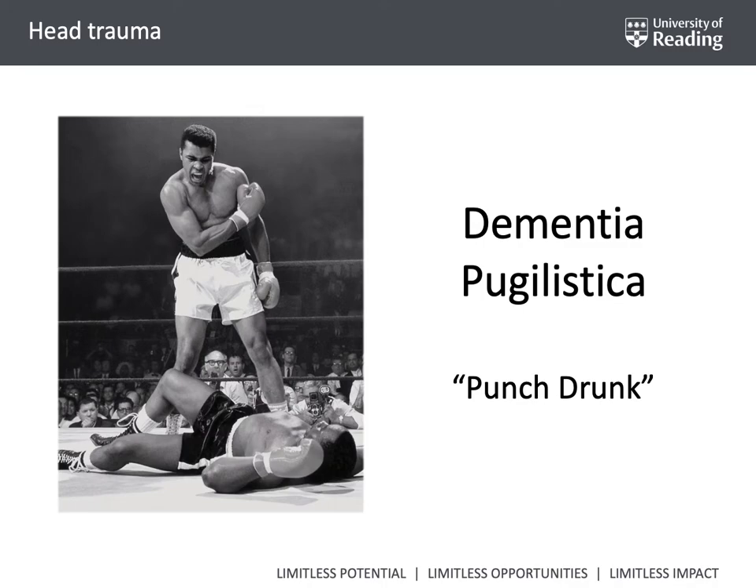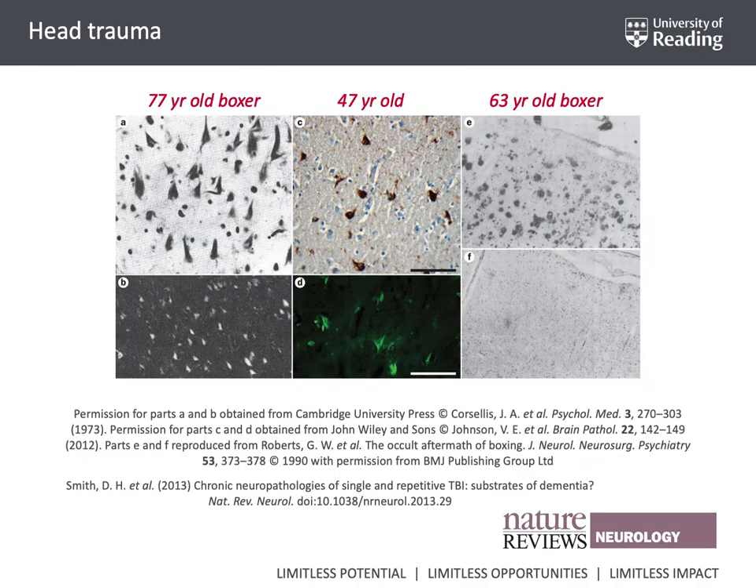One of the things we mentioned was head trauma. In essence, dementia pugilistica is being punch drunk. People started to look at post-mortem tissue, at the brains of people who had been boxing or involved in traumatic injuries. And what they found, again in post-mortem tissue, was neurofibrillary tangles.